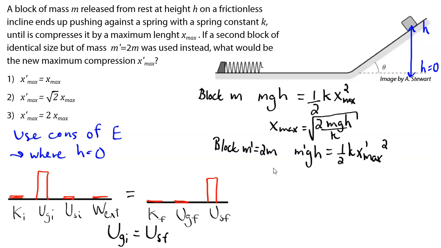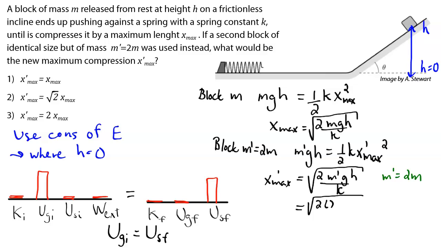So we will have exactly the same equation as before. We'll have that x max prime is equal to the square root, as we had, of 2 times m prime times g times h divided by k. But we know that m prime is equal to 2m. So I just want to take this equation in here so that I can rewrite it as the square root of 2 times 2m times g times h divided by k.